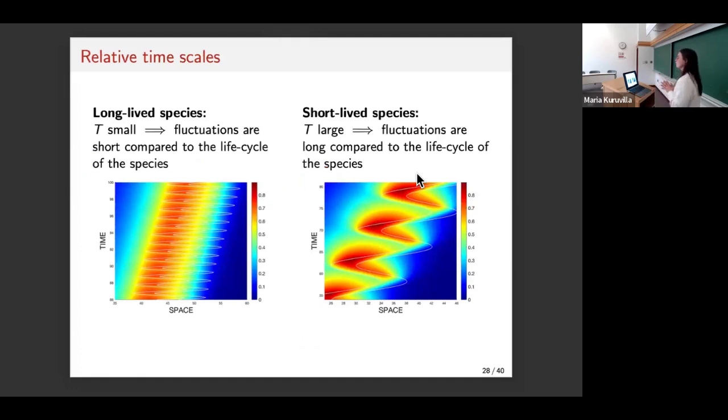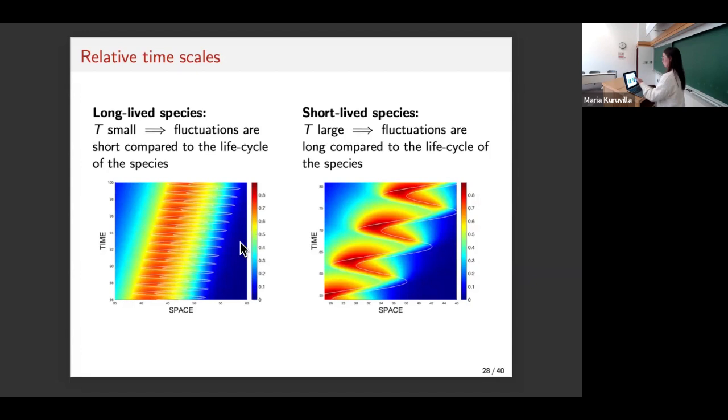I'm also going to distinguish between timescales here. There are long-lived species, so when the period T is small, we consider the fluctuations to be short compared to the life cycle of the species. And for short-lived species, I mean when T is large, i.e. the fluctuations are long compared to the life cycle of the species.